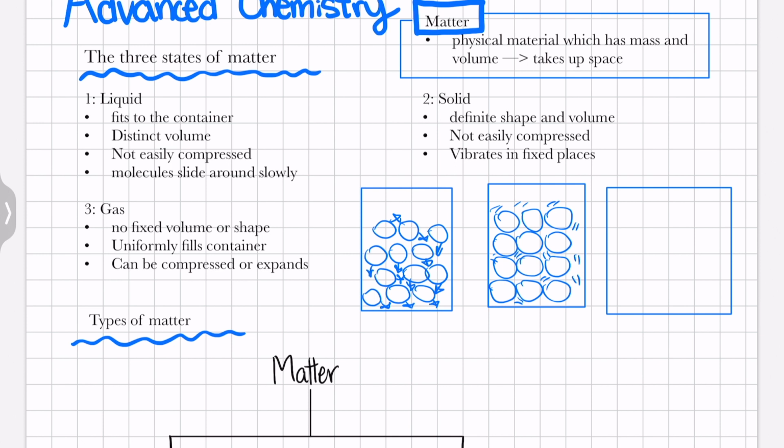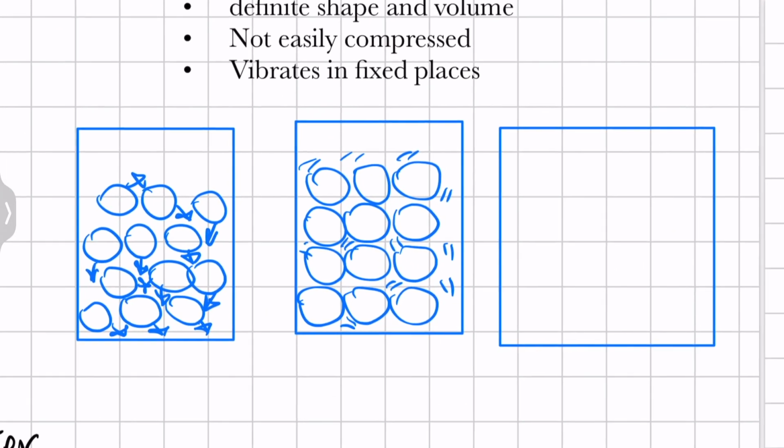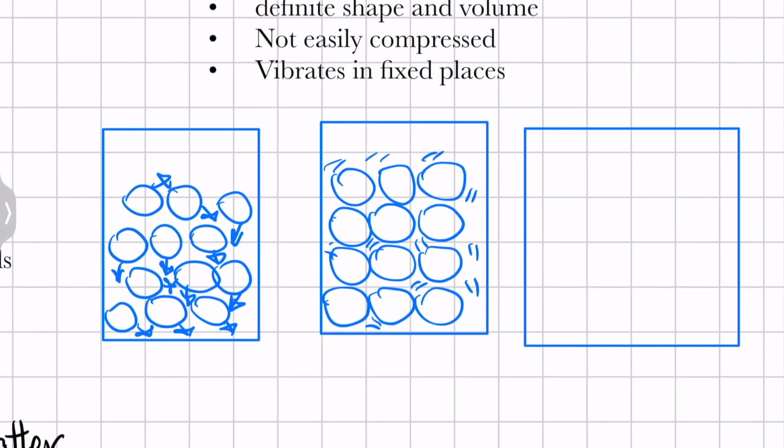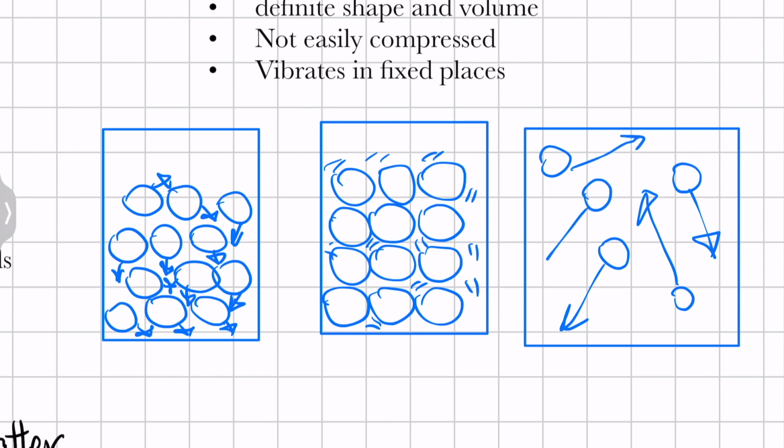Now, next is the gas. They have no fixed volume or shape and they uniformly fill the container. They can also be compressed or expanded, depending on the shape and volume of their container. This is because there's a lot of space in between each molecule, and they move around a lot and bounce off of the container walls.